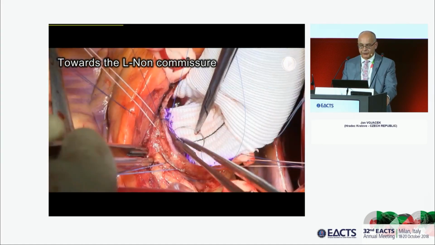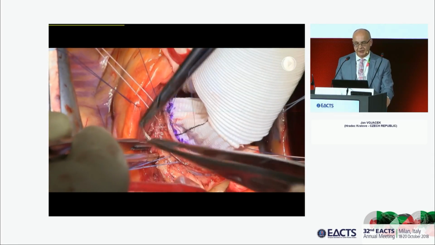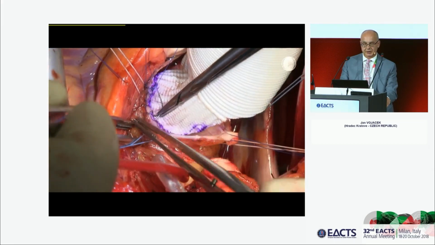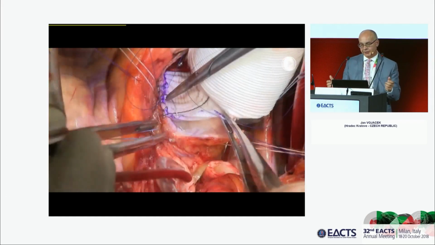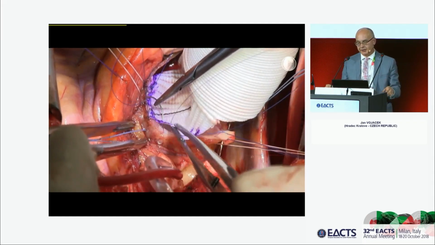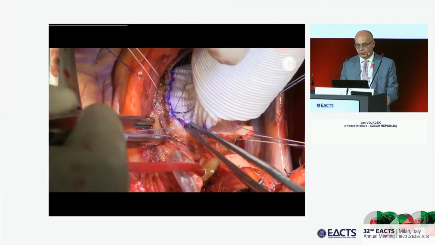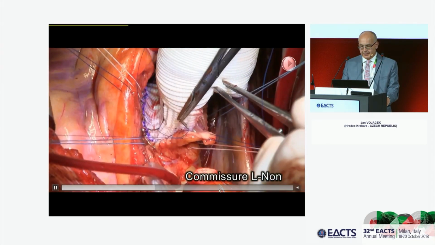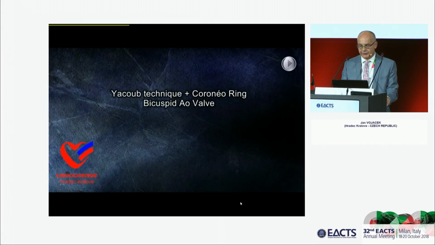Here at the level of the fused cusps, you have a chance to plicate the sinus a bit, so you should make a bigger step on the aortic tissue and a small bite on the prosthesis, and in this way you can shrink the sinuses and bring the commissures to a 180 degrees orientation. So this is the way we do remodeling, and then we have to put the ring.